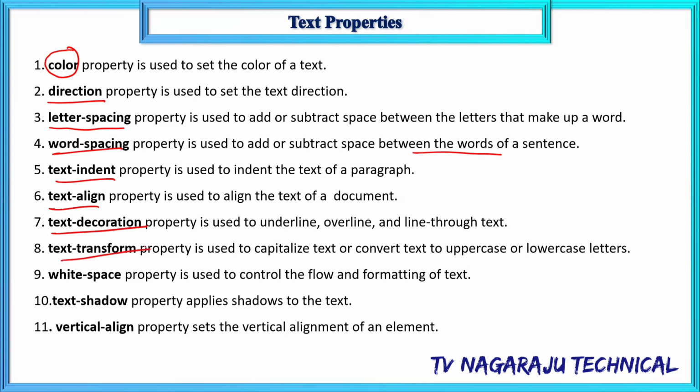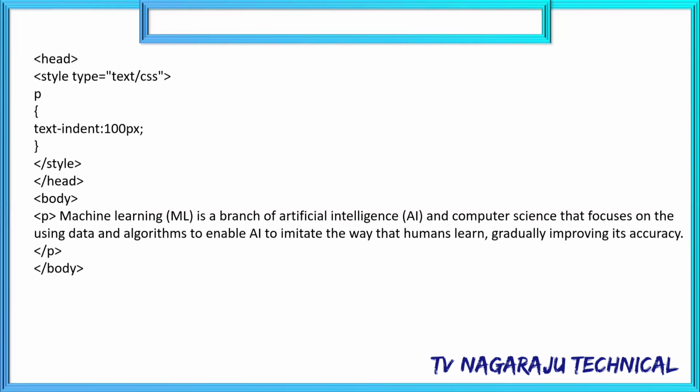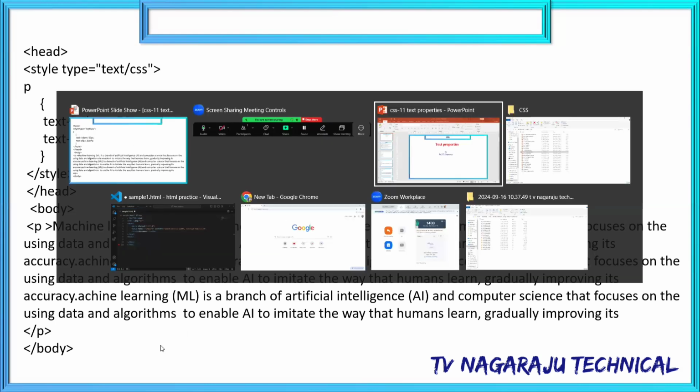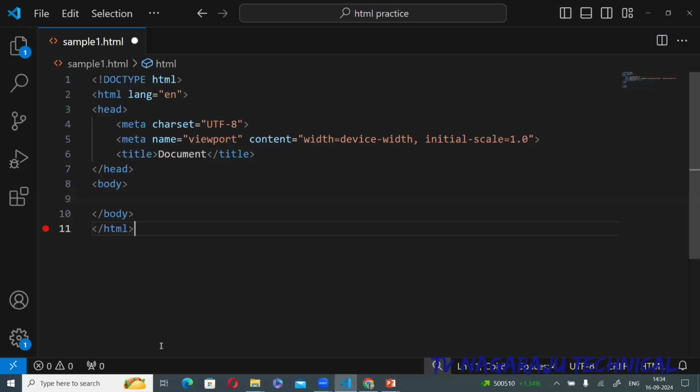Text decoration, you can give either underline or overline to the text. Text transform, to convert one form of the text into another form. You can control the flow and formatting by using white space. Apply shadows on the text, and vertical align of the element. So these are each and every property. Now we will discuss each one with an example, then you will get a clear idea.